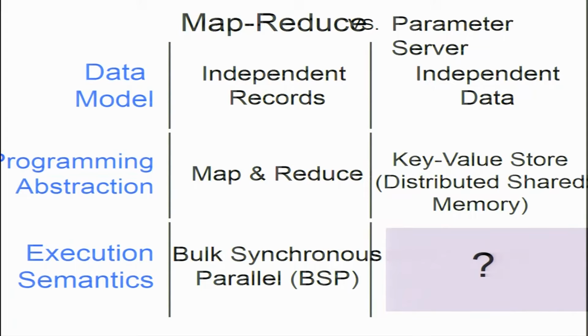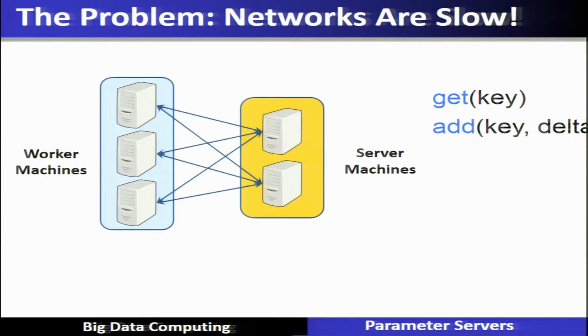Now, if we compare this with the parameter server, here the data model is also independent records, and the programming abstraction is not MapReduce, but simply a key-value store in the form of a distributed shared memory. Now, what is the execution semantics? Is it bulk synchronous parallel or some other synchronous model that we are going to see?